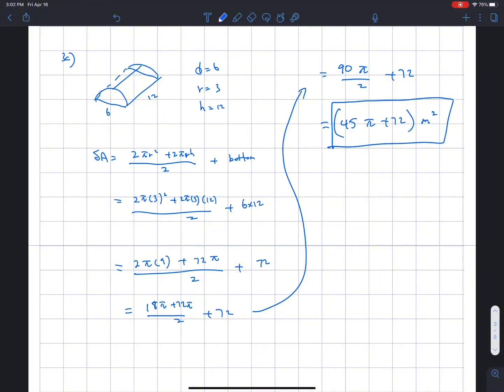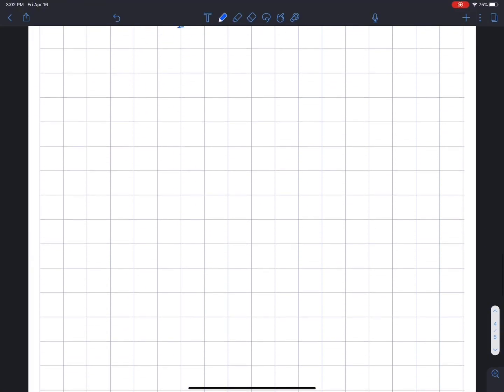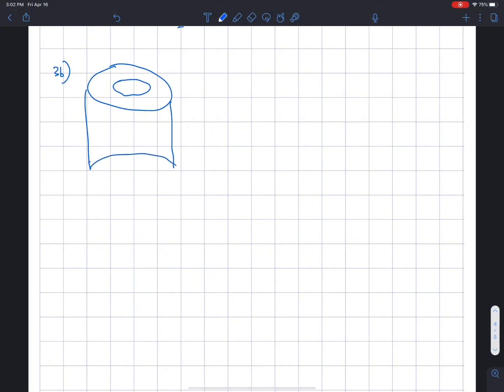Okay, and then moving on to 3B. So 3B is one of those hollow kind of objects. If you get these kinds of questions in school, remember to ask your teacher if he or she wants you to include the inside surface area. And I would say for most schools, this is probably not even going to be tested.